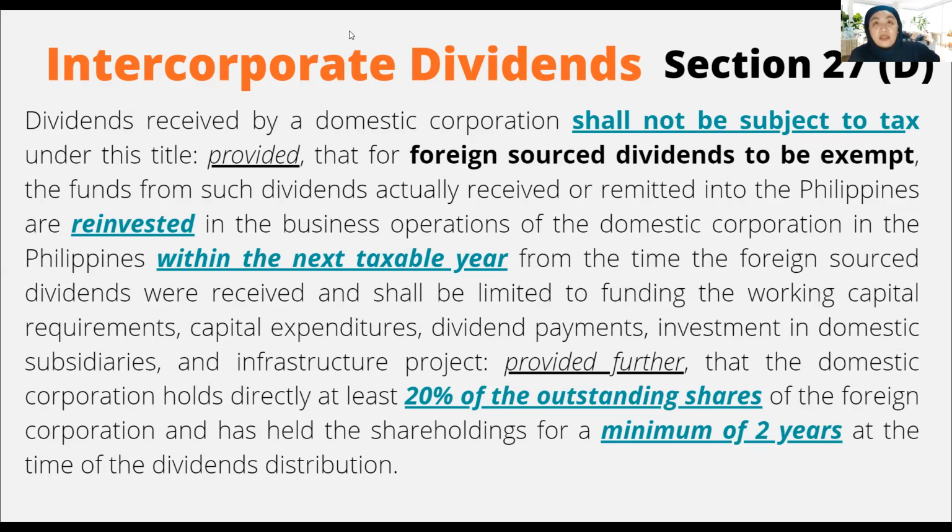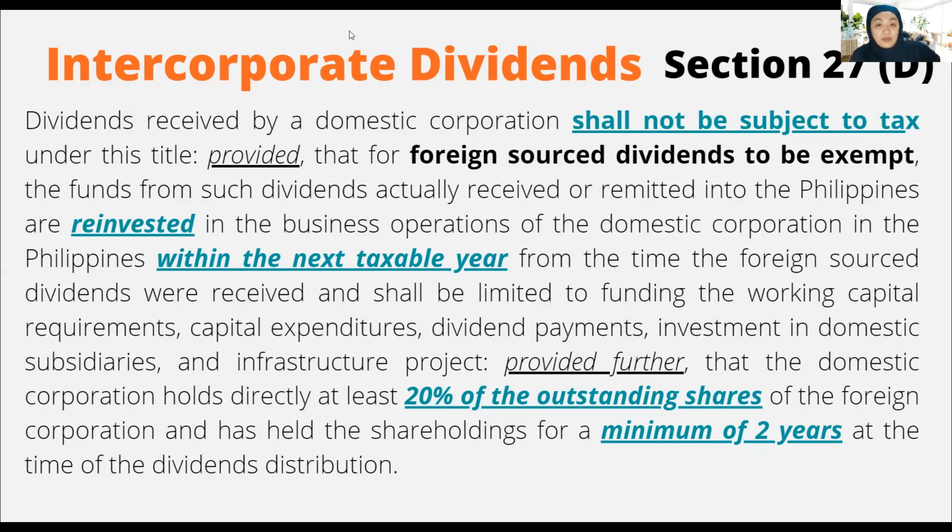However, if the dividend income is foreign sourced, ibig sabihin, it could be from a resident foreign corporation or a non-resident foreign corporation. The rule is generally it is exempt provided that the following criteria are met. So take note, we are still in the context of a domestic corporation earning income. The recipient in this case is a domestic corporation. The source is a foreign source corporation.